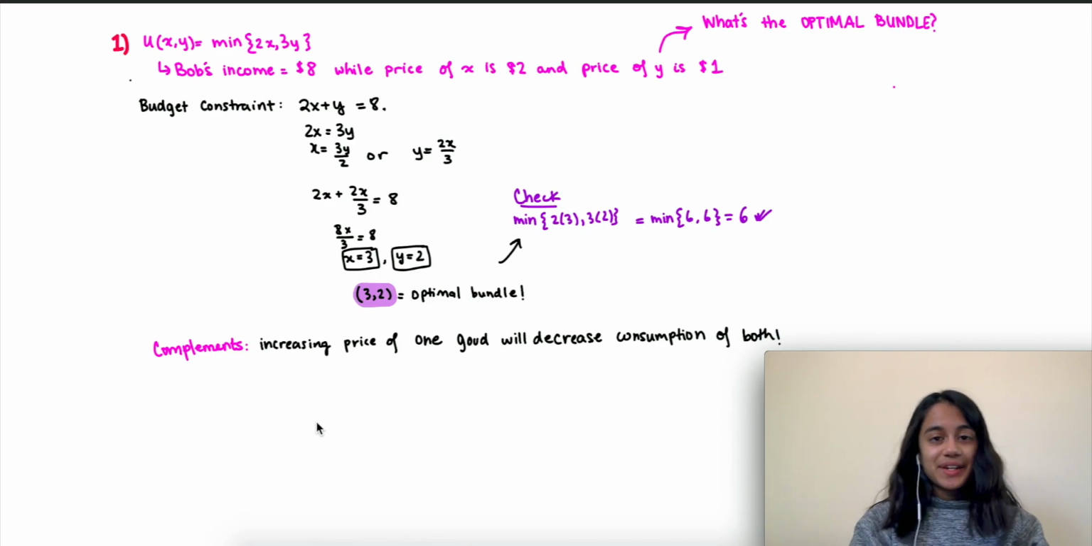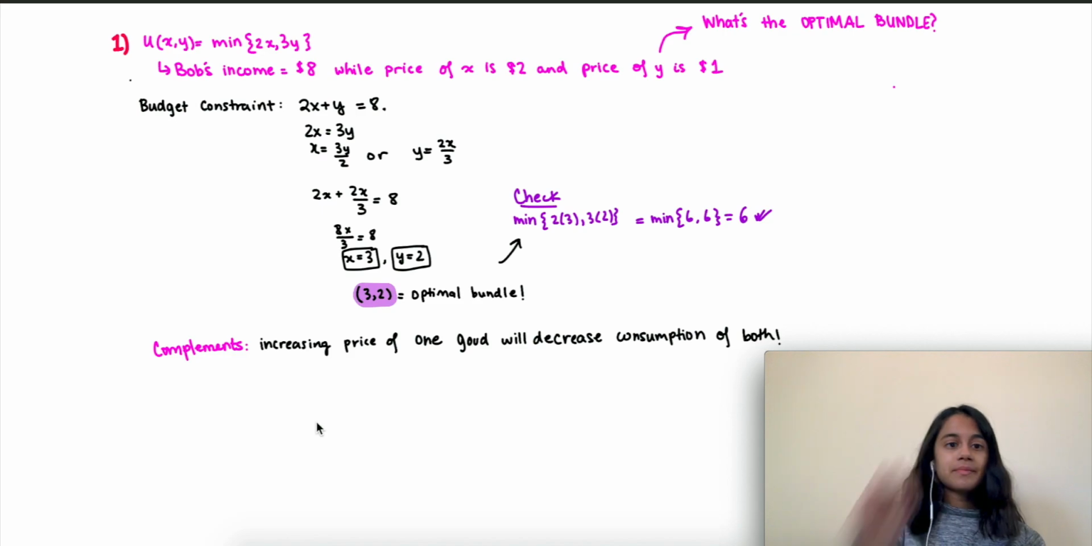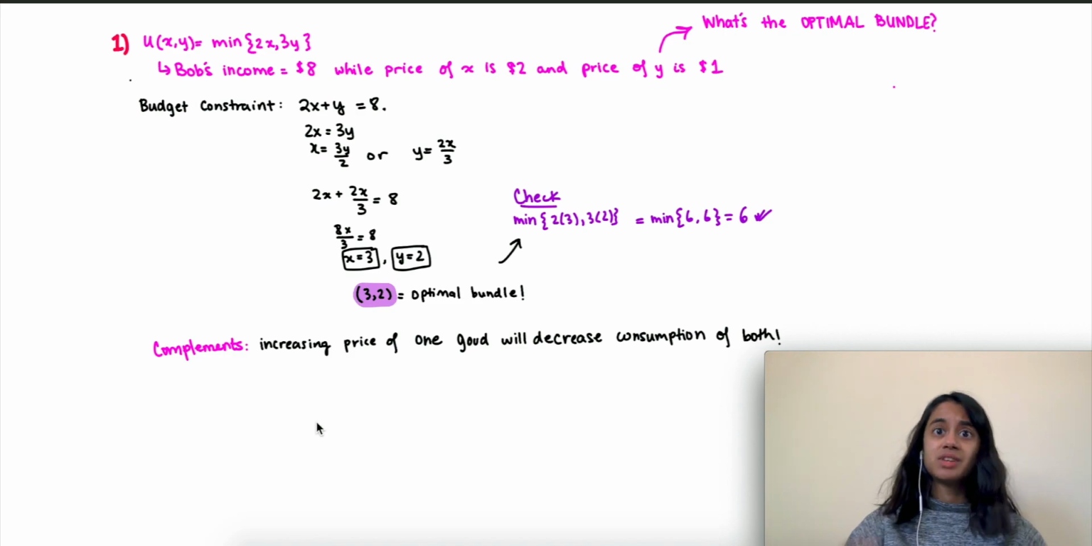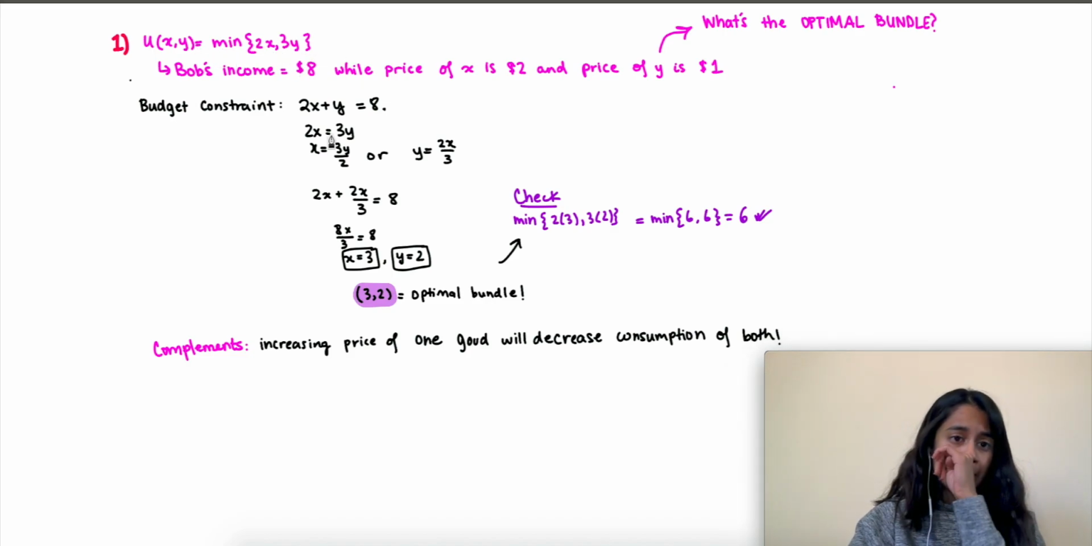Hi, today we're going to work on perfect complements utility functions. To start off, complements are goods that go together. Think of it like salt and pepper, or a right and left shoe. I really like the right and left shoe concept. You're probably asking, why does the utility function look like that? Why is there a min in front of it?